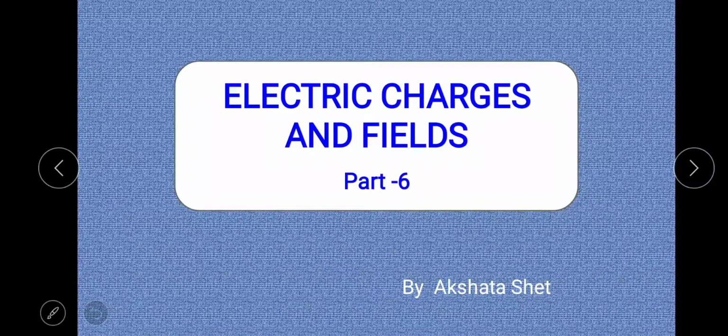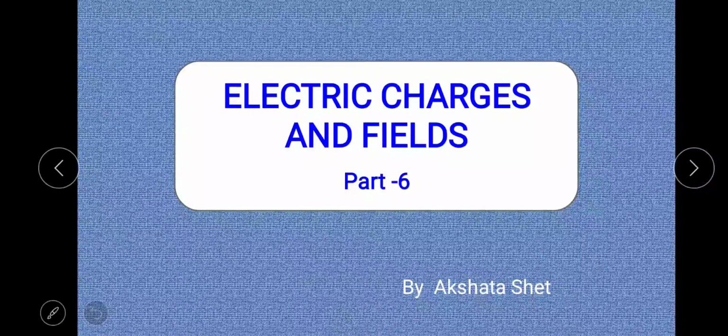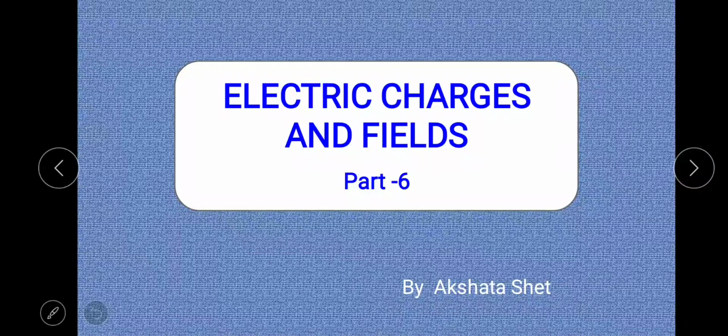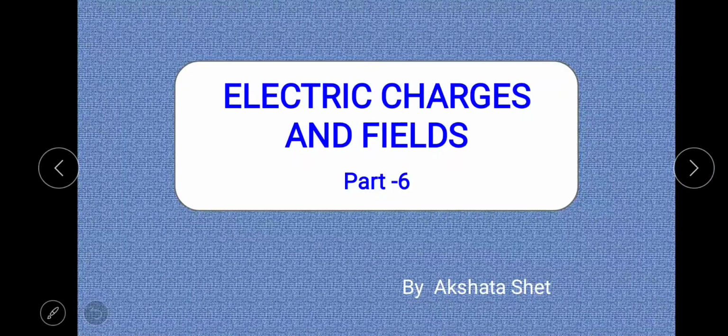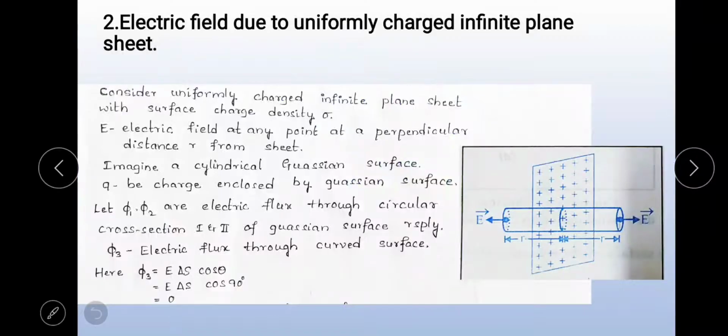And also, we studied the first application and we derived an expression for electric field due to uniformly charged infinitely long straight wire. Okay. In this class, let us study the remaining two applications. Second application, electric field due to uniformly charged infinite plane sheet.